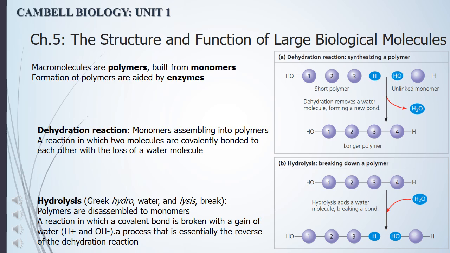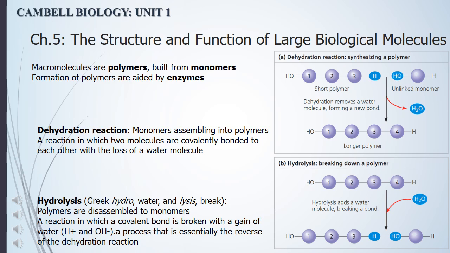So what are macromolecules? Macromolecules are basically polymers built from their corresponding monomers. And to build a polymer from monomers requires energy. To aid in such reactions, cells utilize a number of enzymes that enable polymerization of monomer units into macromolecules.